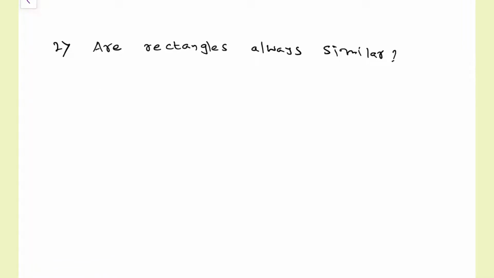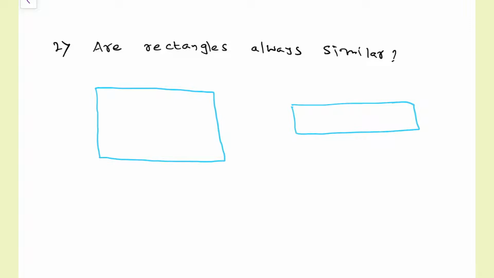Coming to the second question. Are rectangles always similar? If we have any two rectangles, shall we say that those two rectangles are always similar to each other or not? So let us take two rectangles. One rectangle is 4 centimeter length and 3 centimeter breadth. And coming to the second rectangle, 5 centimeter length and 1 centimeter breadth. Now we need to conclude whether these two rectangles are similar or not.